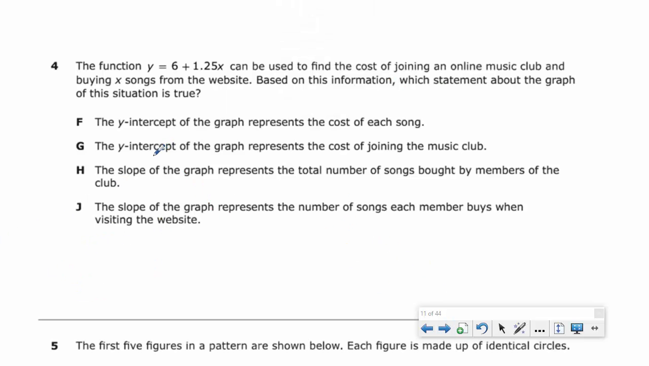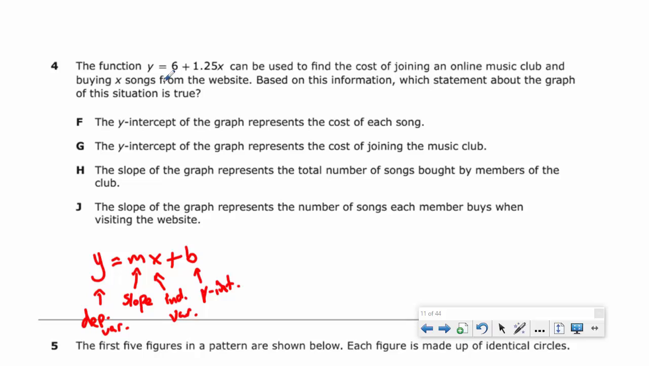Okay, number 4. The function y equals 6 plus 1.25x can be used to find the cost of joining an online music club and buying x songs from the website. Based on this information, which statement from the graph of the situation is true? I really want to compare this equation they've given me to the equation I know well. The equation of a line that I know well is y equals mx plus b. The y here is called the dependent variable, the dep var. m is called a slope. x is called the independent variable. And b is called a y-intercept.